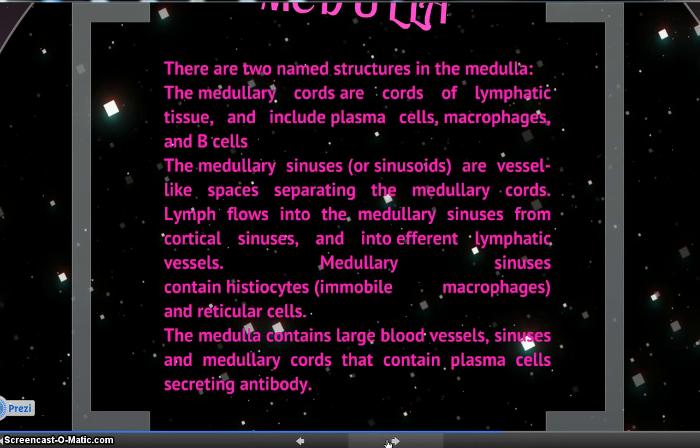Lymph flows into the medullary sinuses from cortical sinuses and into afferent lymphatic vessels. Medullary sinuses contain astrocytes, immobile macrophages, and reticular cells. The medulla contains large blood vessels, sinuses, and medullary cords that contain plasma cells secreting antibody.